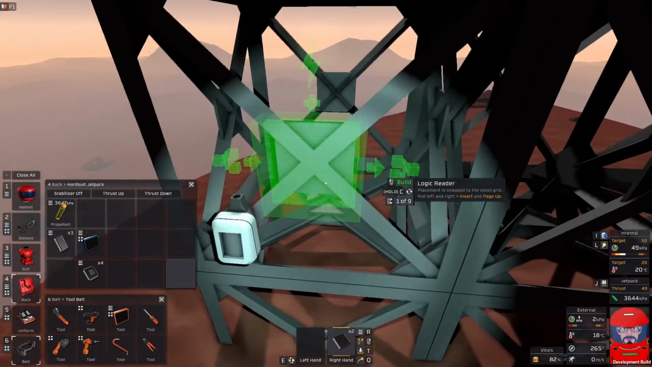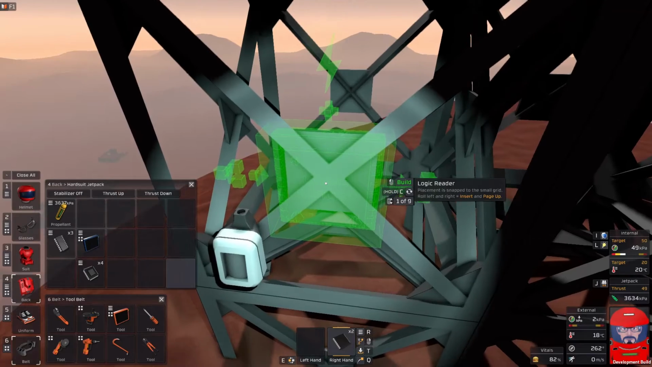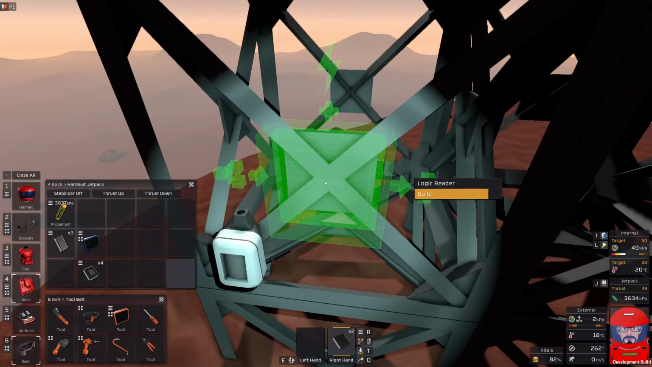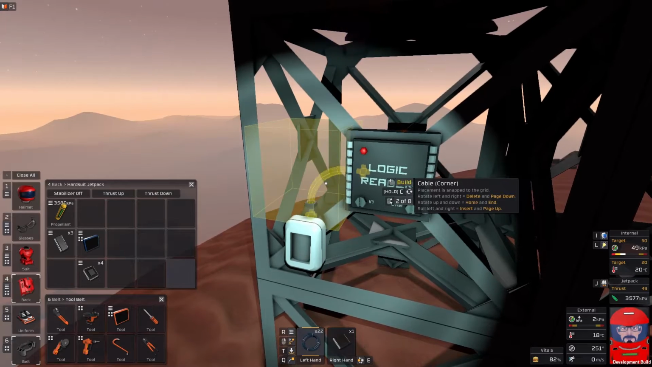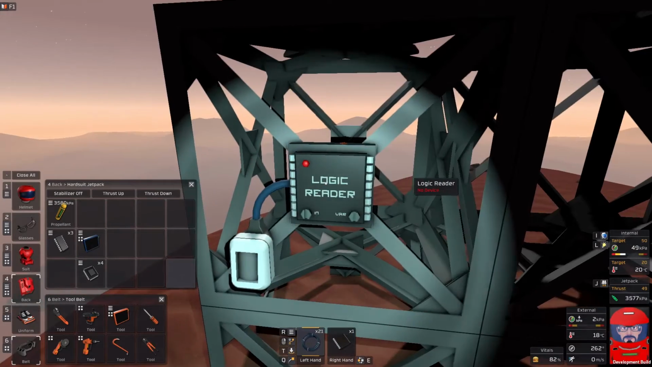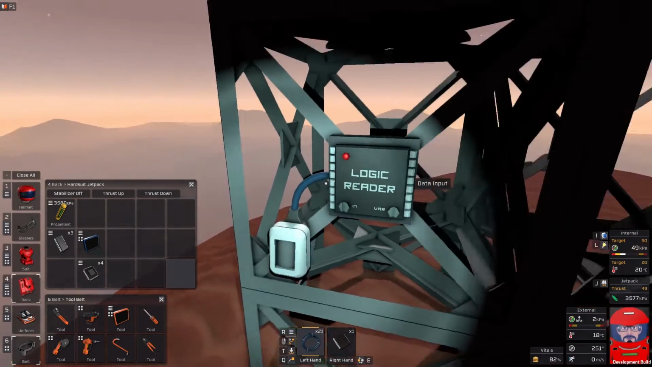So first thing we want to do is read our sensor. We'll put our logic reader in with the sensor to the left. And then we can make that cable connection as the only connection going between those two items.